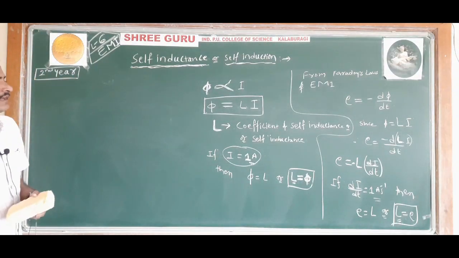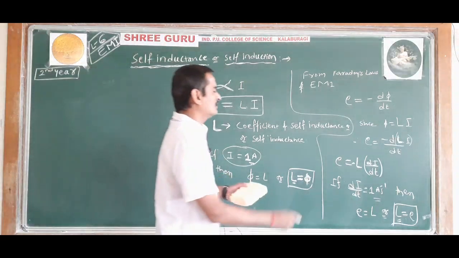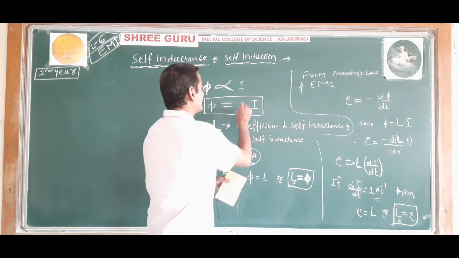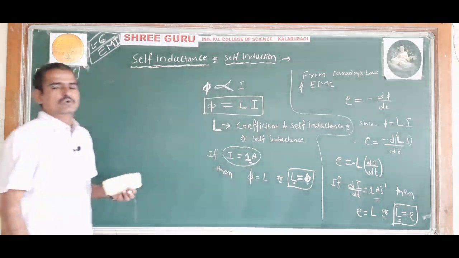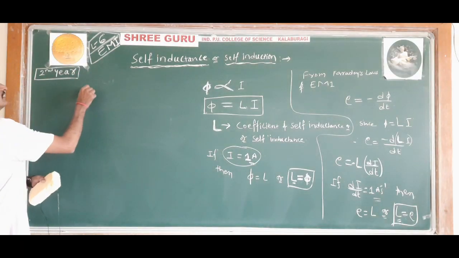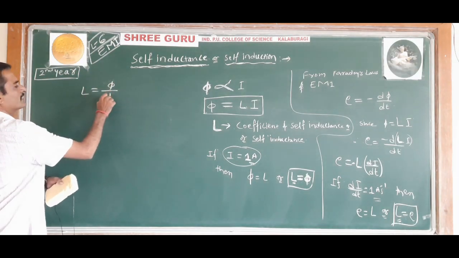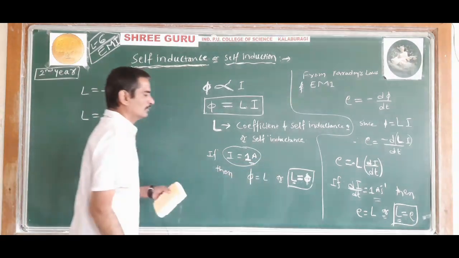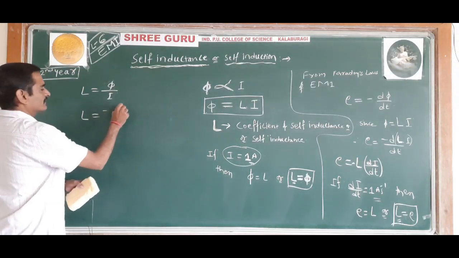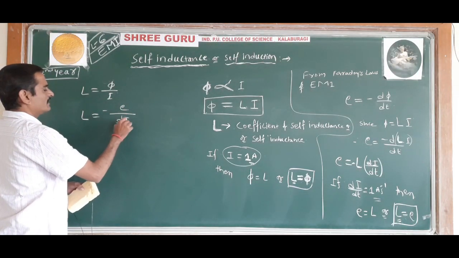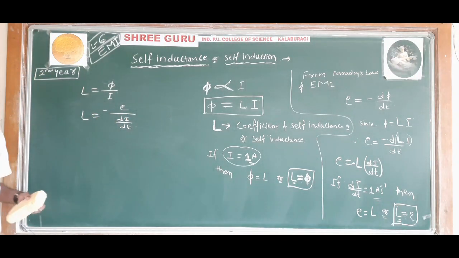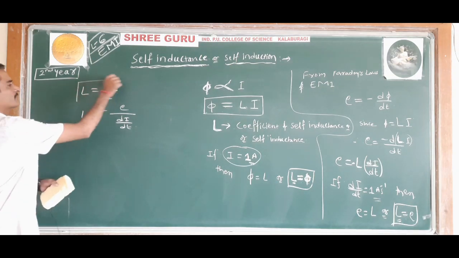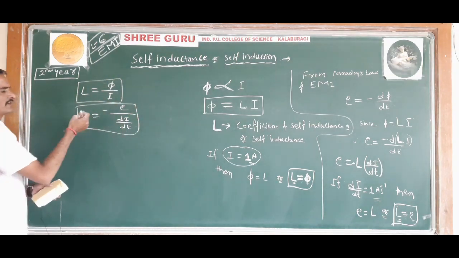So from these formulas we got the expression for L. And L is nothing but self-inductance or coefficient of self-inductance. L is equal to phi divided by I, and another formula is L is equal to minus E divided by di by dt. So this is the expression for self-inductance.